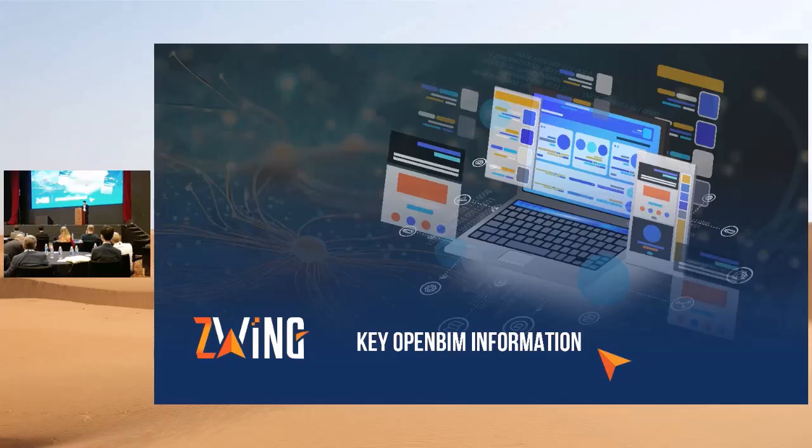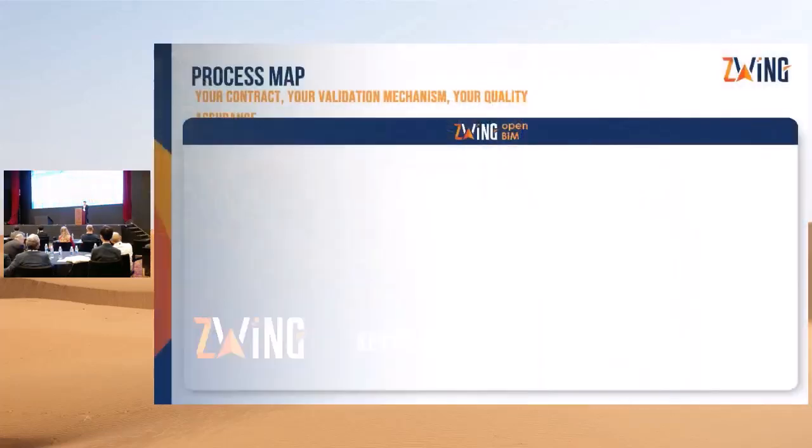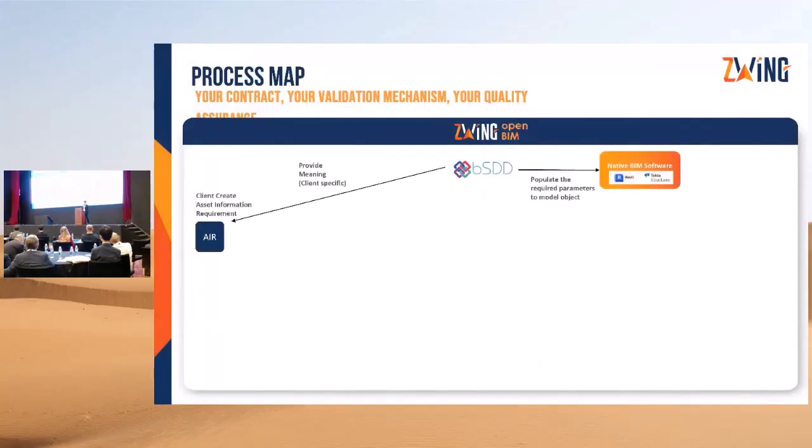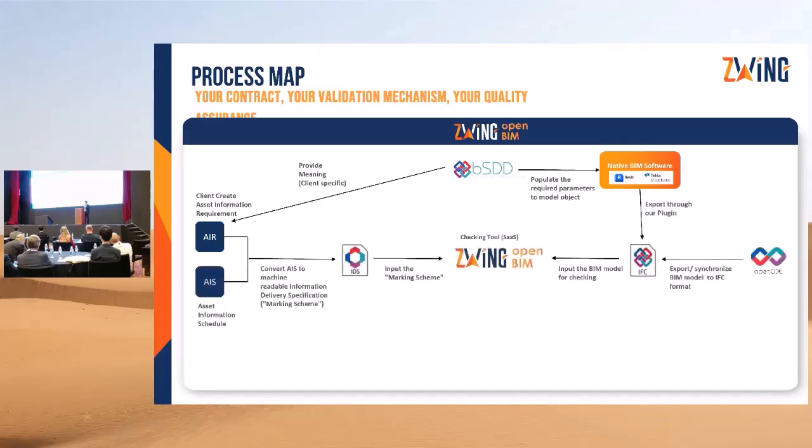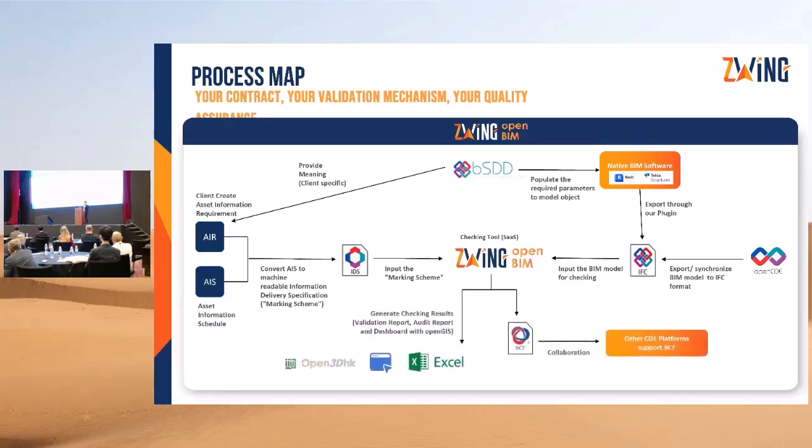Now let's check out the key openBIM information. The ZWING openBIM Checker process map streamlines BIM auditing by converting Asset Information Requirements, AIR, into a machine-readable IDS format. We make use of the bSDD framework, able to populate the data directly to the model, ready for IFC export. The model is then exported in IFC format and validated against the IDS to ensure compliance. Issues are managed via the BCF manager, with a detailed report generated and GIS integration for enhanced visualization.